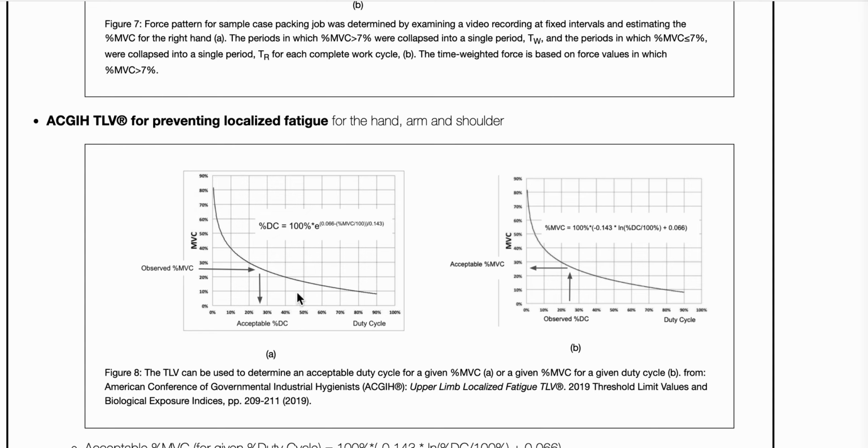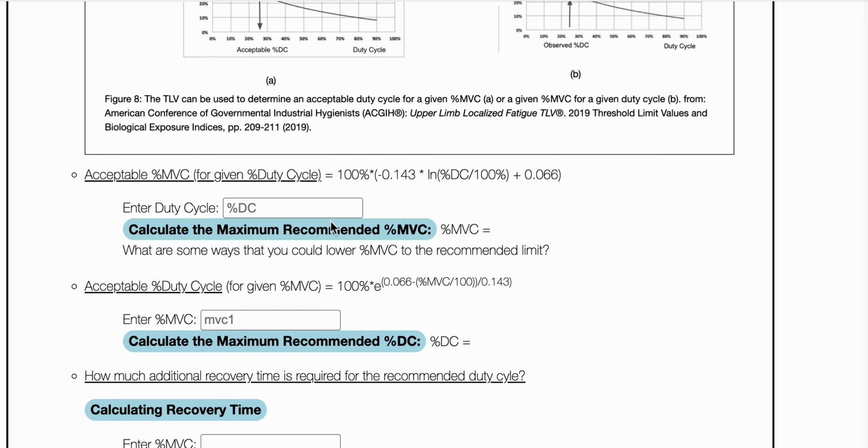Now, we can either take the percent MVC and find an acceptable duty cycle, or we can take the percent duty cycle and find the acceptable percent MVC. You can do this graphically, but I've given you some calculators here on the web page. If you plug in your duty cycle of 29%, just put 29, this only accepts integers, sorry, and click the button below that, it'll tell you the maximum recommended percent MVC for this duty cycle is 24%, and our duty cycle we said was 29%, so this exceeds the recommended limits.